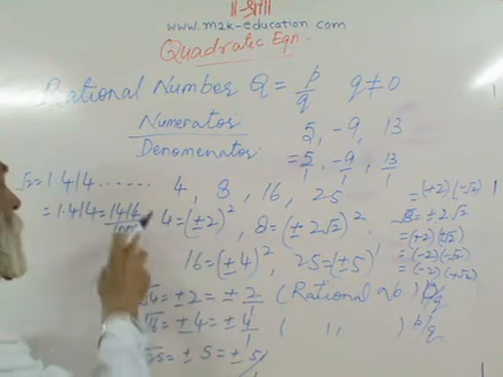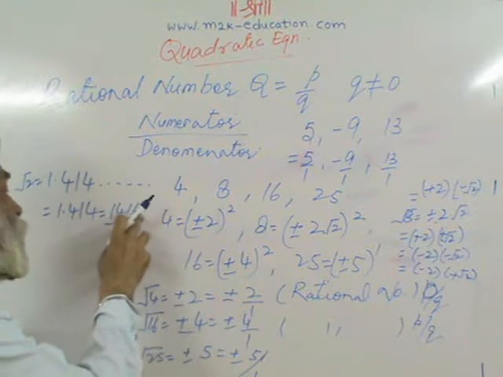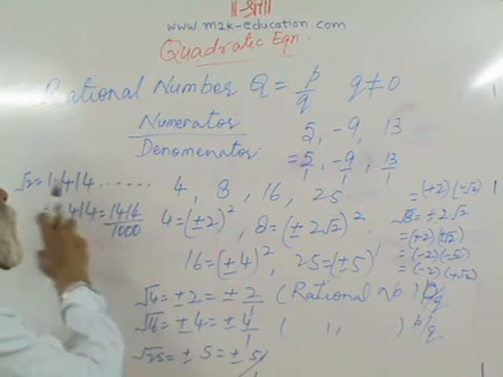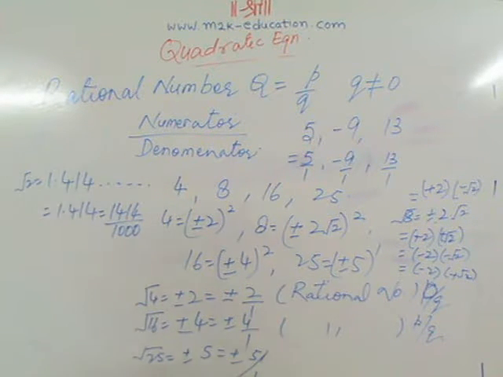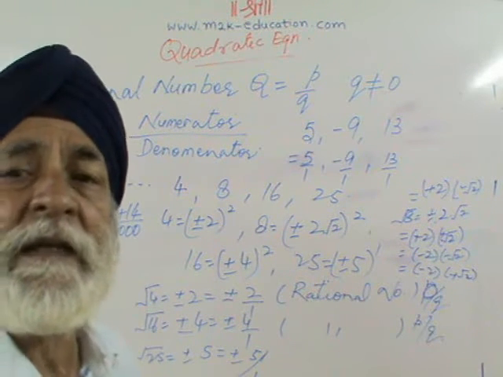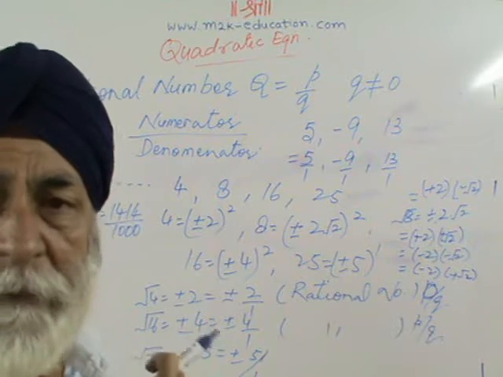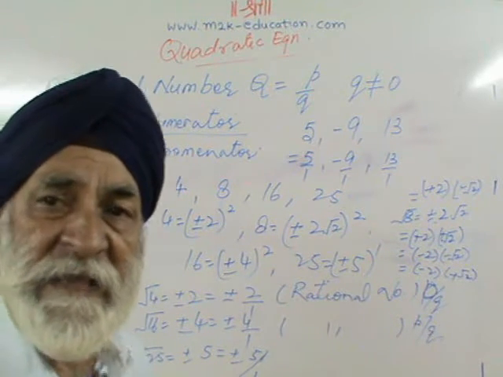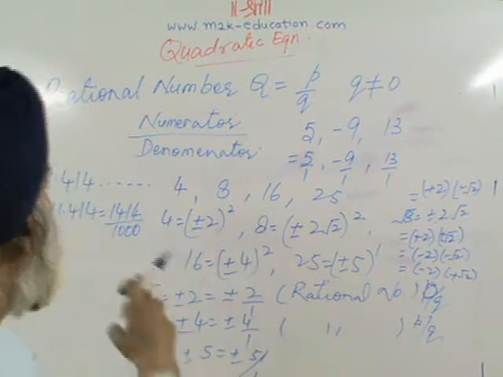But since squaring 1.414, we may not reach exactly the number 2, but maybe near it. The limit may be 2, but we are only near it. That is why the exact value cannot be found out.